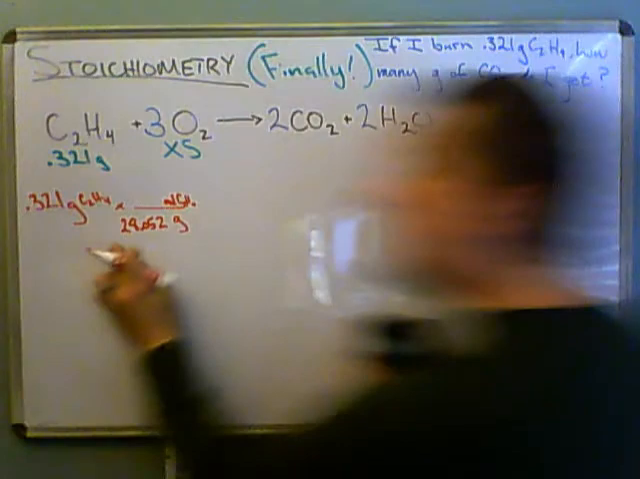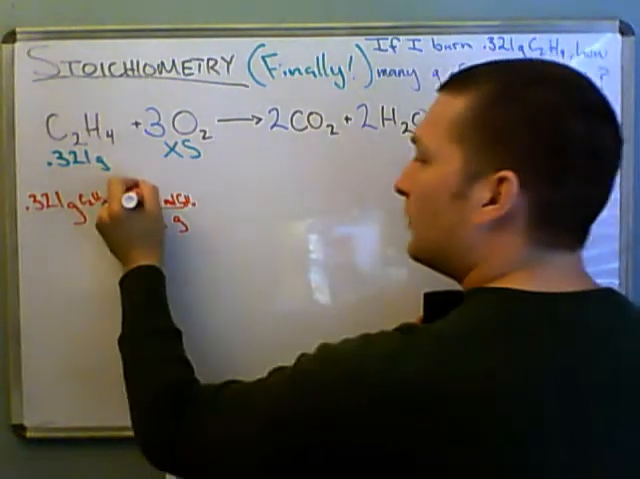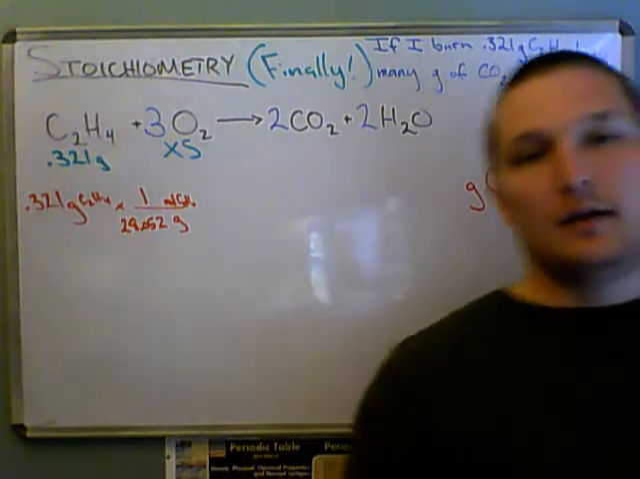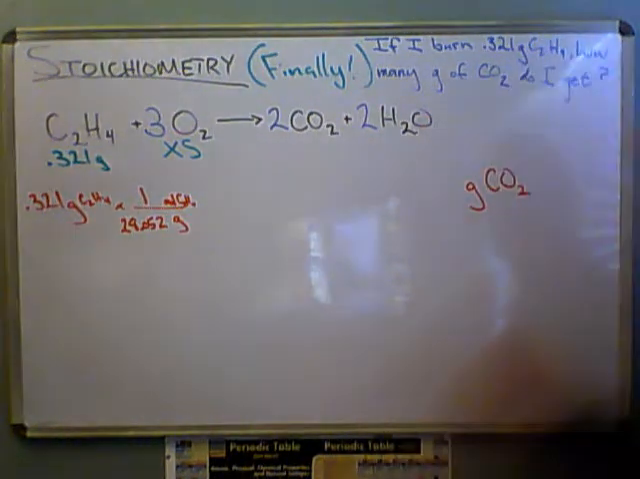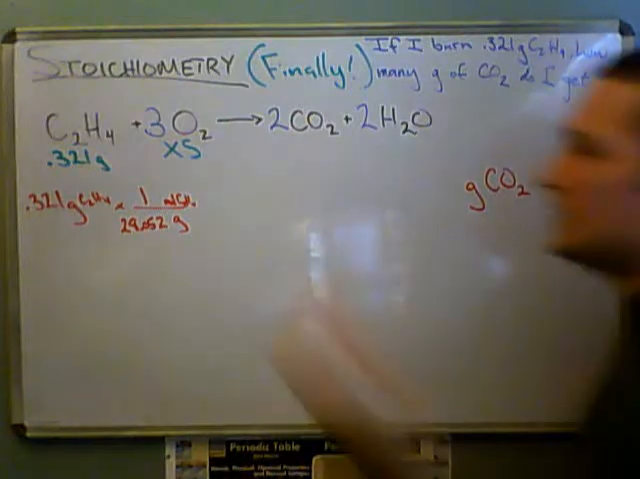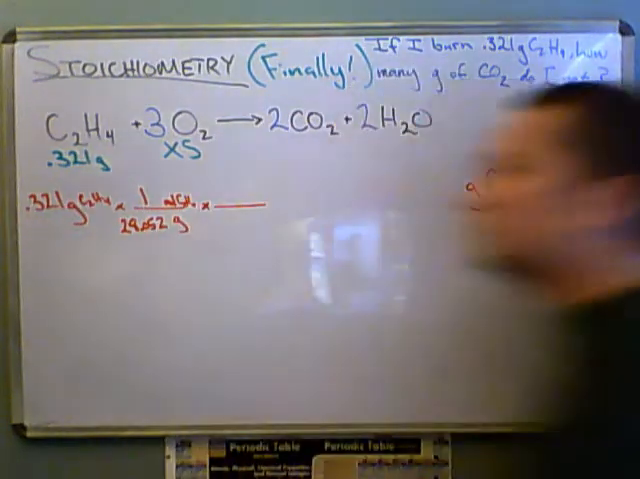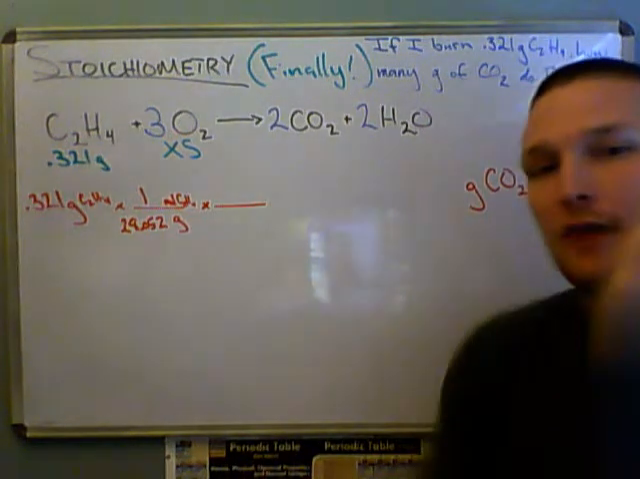So that's 28.052 grams of ethene in every 1 mole of ethene. Now what do we do? We've converted grams to moles, but we need to get back to grams of CO2. Well, it seems to me like we're going to need another conversion ratio. And we are. But where do we pull this ratio off of?